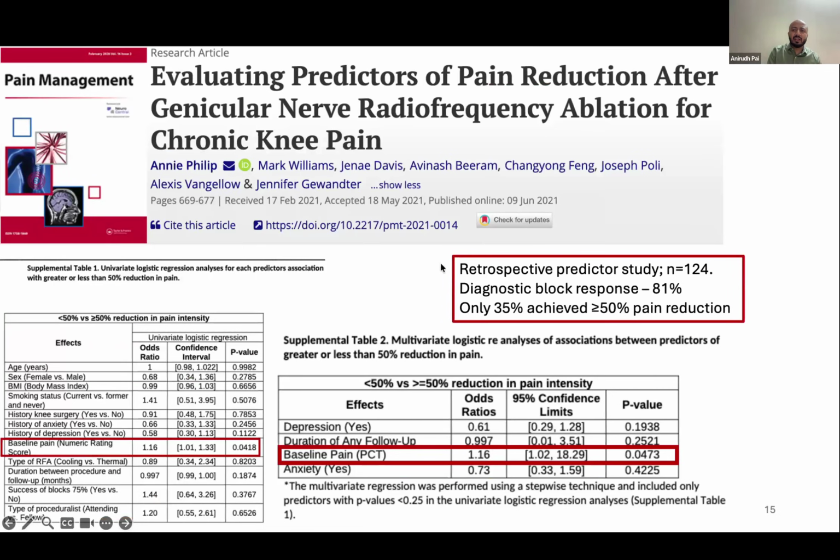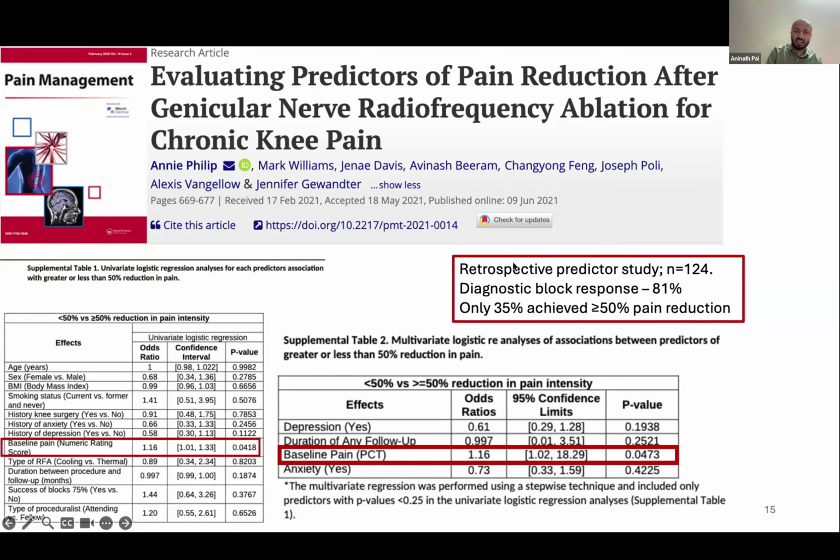This was a retrospective predictor study of 124 patients undergoing RFA. They studied a lot of factors. Basically, they saw if age was a contributor, sex, and a lot of other things. And in this study, only one factor came positive. That was the baseline pain. There was some trend, basically, if depression may be contributing a little bit, and pre-procedural anxiety, but then again, statistically significant was only the baseline pain.